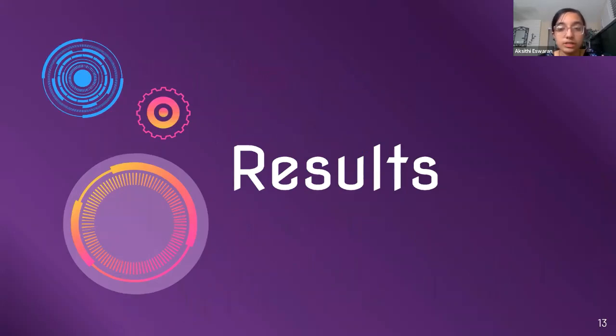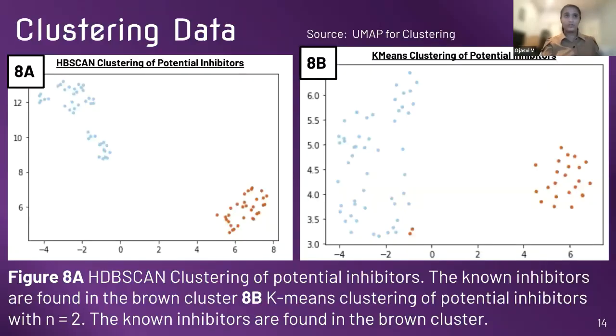So now we'll be going into some of our preliminary results. This is our clustering data with the HDBSCAN clustering on the left and the k-means clustering on the right. Overall, 2 clusters were found. The drugs, which as Akshati said, were narrowed down to a list of 10 that were common between both clusters, were used for further docking analysis. And the drugs in both of these are found in the brown cluster.